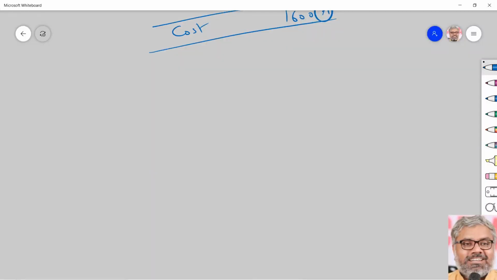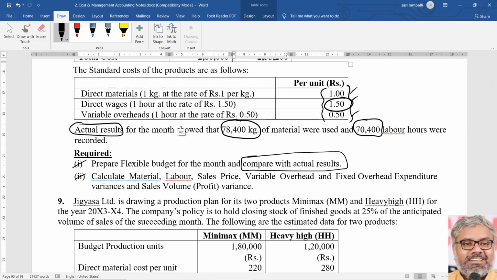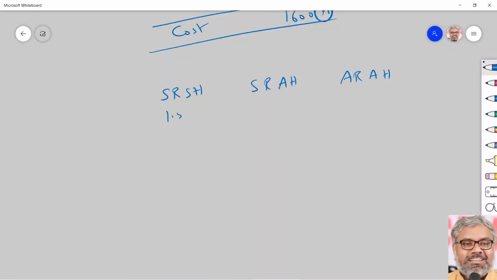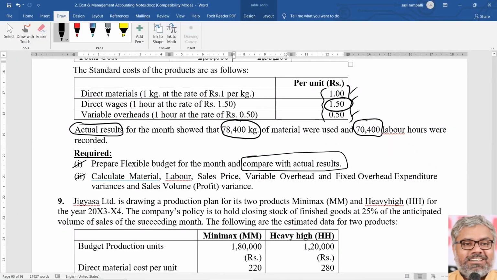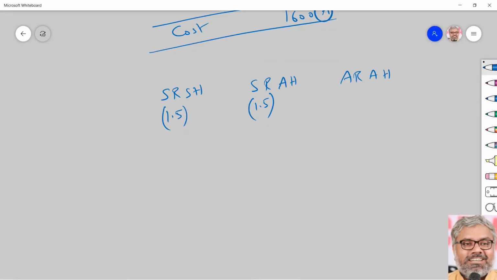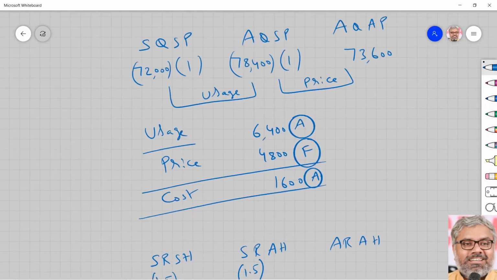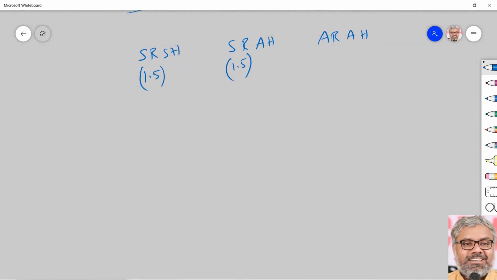Labor variances, we can say SR, SH, SR, AH, and AR, AH. No RSH, because anyway there is only one type of labor. So what is standard rate per hour? 1.5 rupees, be careful. That is SR. Standard number of hours, how many? 1 hour for each unit. Standard hours required for actual output will be how much? For 72,000 units of actual production, 72,000 hours, because each unit requires 1 hour in standard.